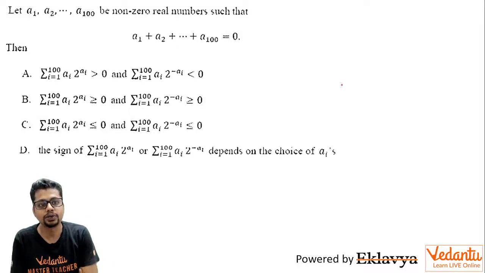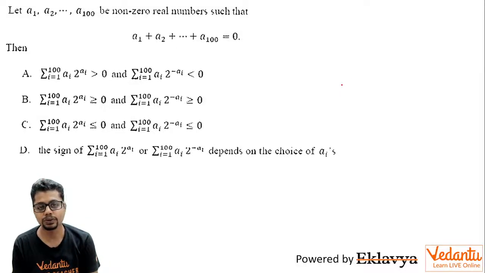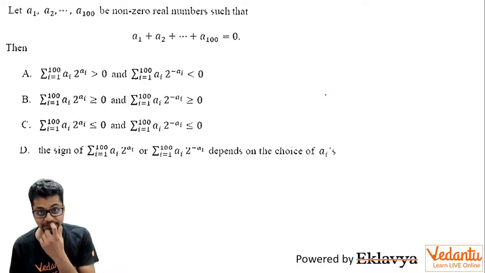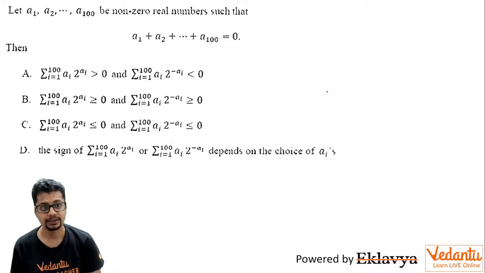Hi everyone, the question is: let a1, a2, and so forth up till a100 be non-zero real numbers such that a1 plus a2 plus so and so forth plus a100 is equal to 0. Then there are four options and we have to choose which one is correct.